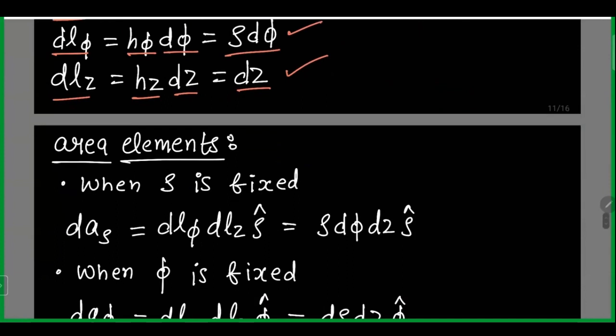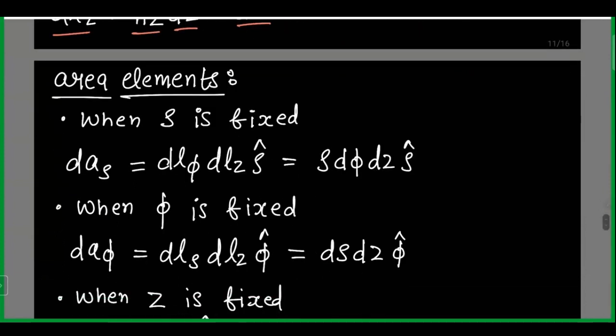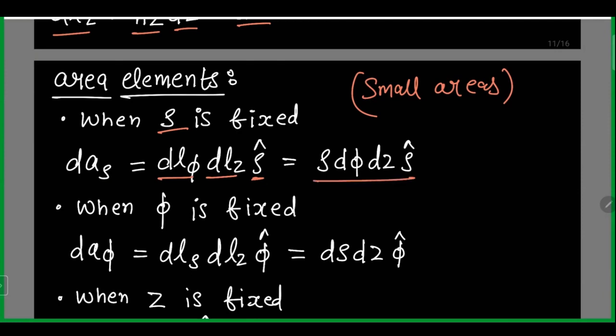Okay, if it is clear, let's move to area elements. What are area elements? Small areas are known as area elements. Number one, the area element when rho is fixed: the direction of the area element will be rho cap. And what will you multiply? I already told you last class, the other two, dl phi and dl z. So just put the values of dl phi and dl z, and you will get rho d phi dz into rho cap.